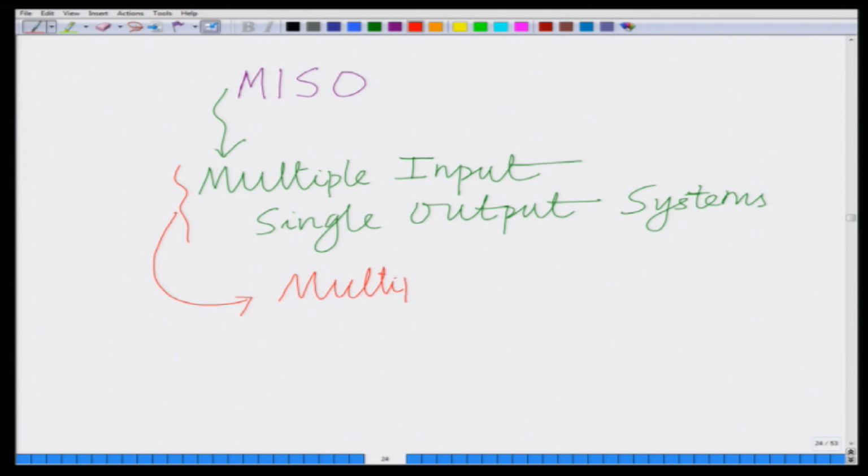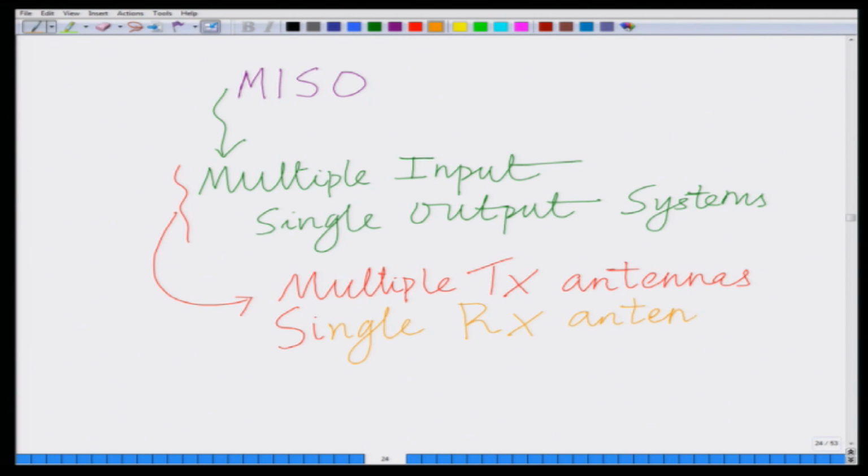So by definition these systems have multiple inputs, that is multiple transmit or multiple TX antennas, and a single receive antenna or a single output antenna. In particular, what we are going to be interested in these systems is a new technique, that is known as transmit beamforming.